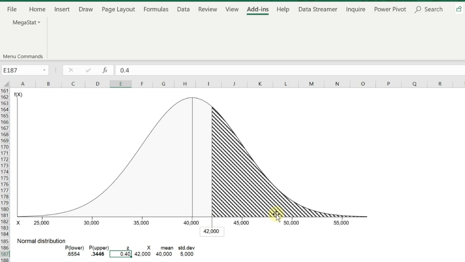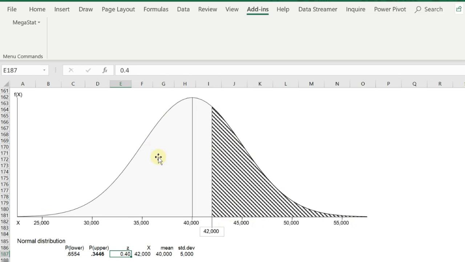The probability of 42,000 or more is all of this region to the right that's shaded. That area upper is 0.3446. That means better than 34%, almost 35%. The Z score at that point, the score of 42,000, is 0.4 deviation. Not quite one, not even half a deviation above the mean. It also gives you the mean of 40,000 and deviation of 5,000. It just echoes what we input into it. The X value we put in was 42,000. So this is informative, and there is a nicely drawn distribution.